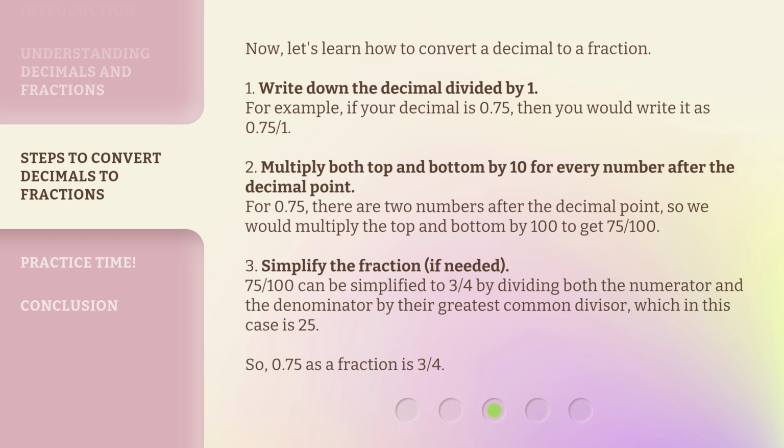75/100ths can be simplified to 3/4 by dividing both the numerator and the denominator by their greatest common divisor, which in this case is 25. So, 0.75 as a fraction is 3/4.